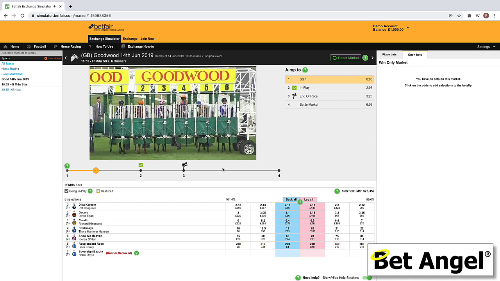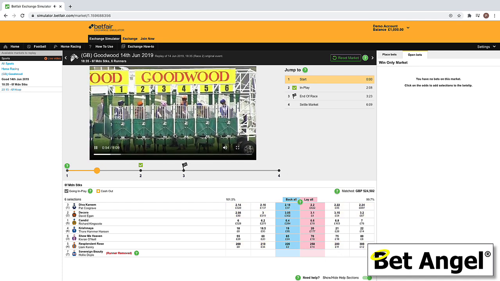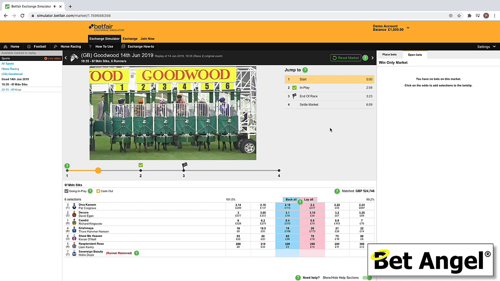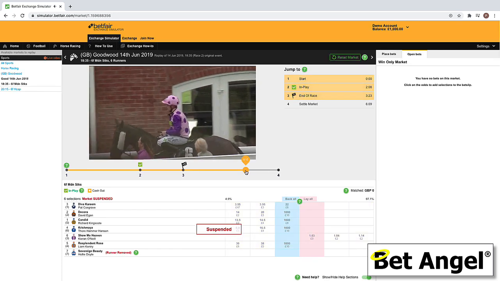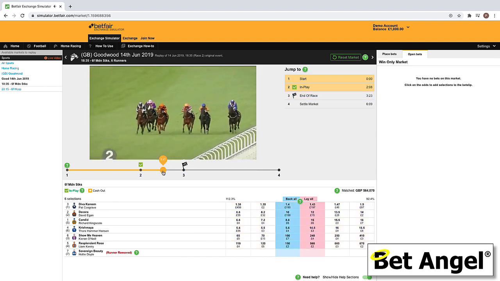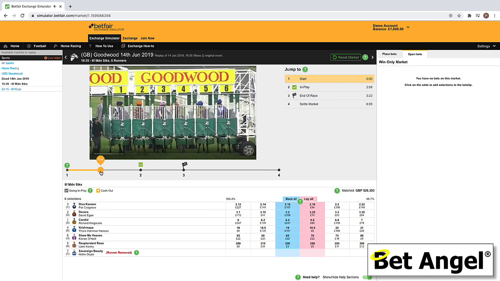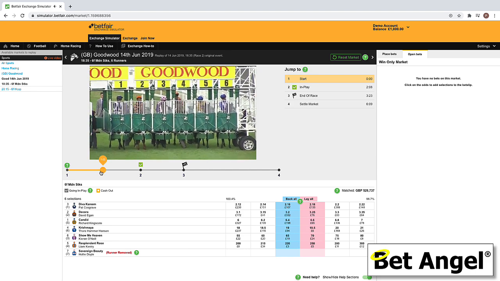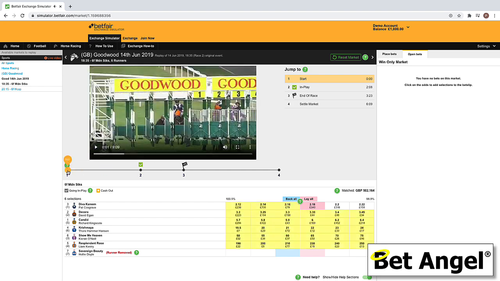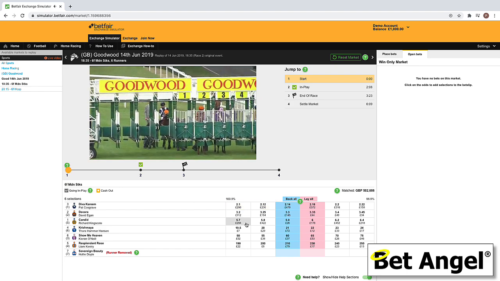So this is a timeline that they have created alongside the pictures so that you can jump backwards and forwards and experiment. So we could jump forward to after the race is finished, halfway through the race, halfway through loading, and then you can skip backwards and forwards. So say, for example, you just wanted to understand how to place a back bet on an exchange.